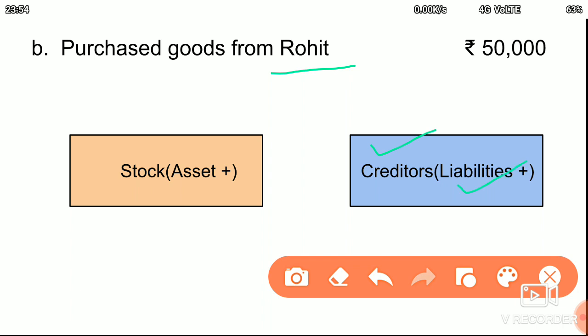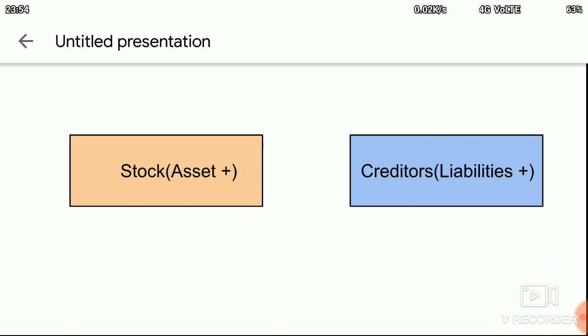Since the amount is not paid, the liability will increase in the business in the form of creditors by 50,000 rupees. On the other hand, when we look from the business point of view, the goods are coming into the business, so the stocks are increasing. Stock is an asset, so the asset will increase by 50,000 rupees in the form of stock. So in this transaction, the effect will be like this. Stock will increase by 50,000, and creditors also will increase by 50,000 rupees in the accounting equation.